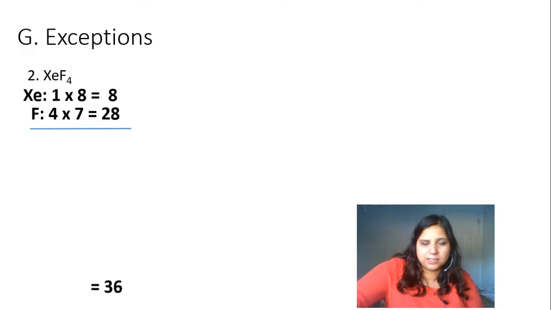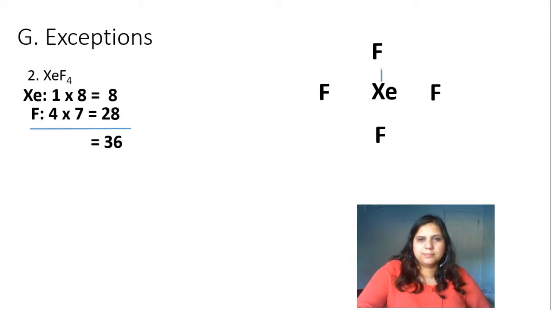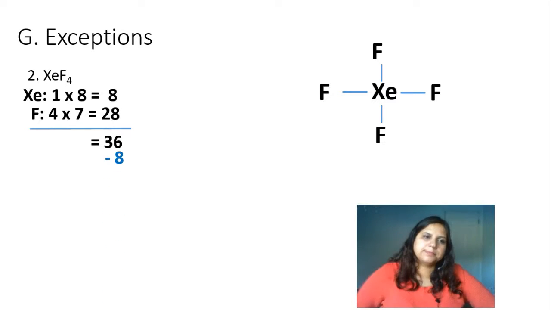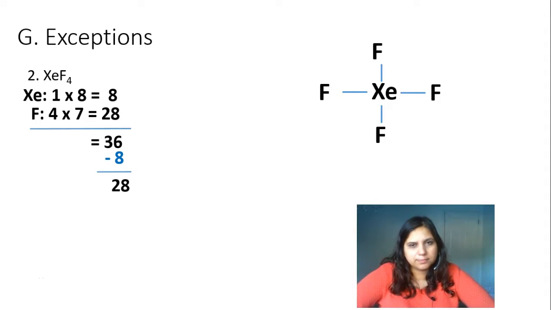I'm adding up the valence electrons. I end up with 36. We'll put xenon in the middle, with 4 fluorines on the outside. Single bonds to the outside atoms. Just got rid of 2, 4, 6, 8. And that leaves me with 28 valence electrons.